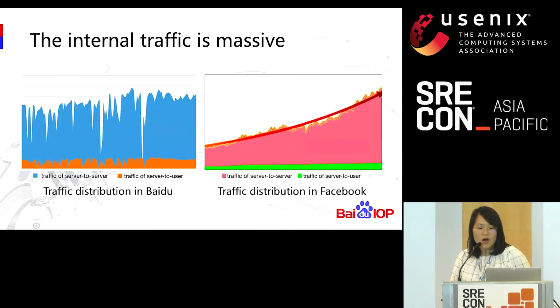Okay, in order to explain our motivation, I'd like to show you our traffic distribution. The left figure shows the distribution in Baidu. The blue is the internal traffic, and the orange is the external traffic. The internal traffic is 6 times greater than the external traffic, and it keeps going up. Other companies have a similar distribution to Baidu. The right figure is the distribution of Facebook. We can see that the internal traffic is massive.